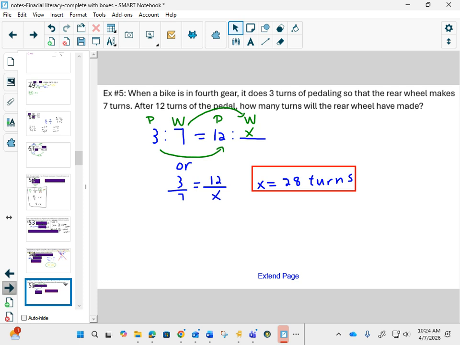You could also write your ratios as fractions. So 3 to 7, 3 sevenths equals 12 to x, 12 over x, and we see that same times by 4. So here I have to times by 4 as well. If you try to get x by itself, that would not be a recommended method, unless you flip the fraction. I mean, there's extra work that needs to be done, right?